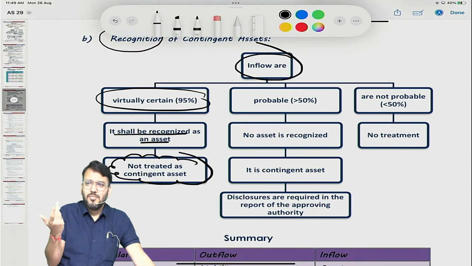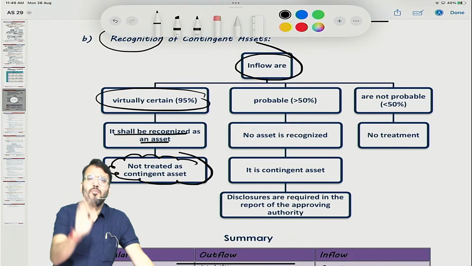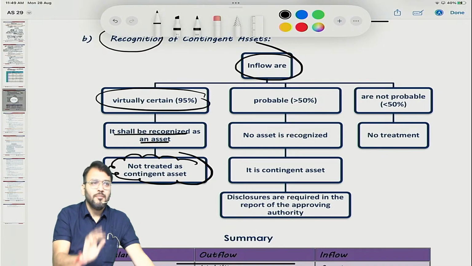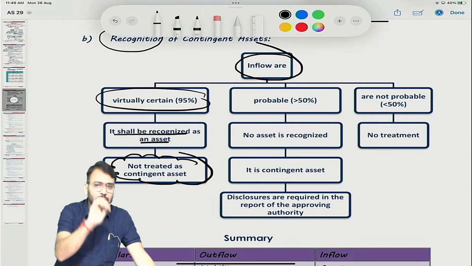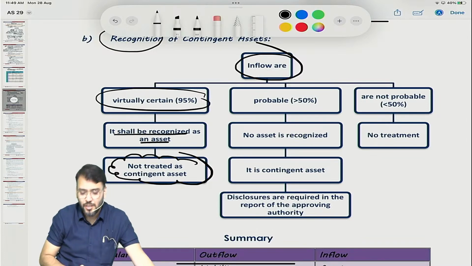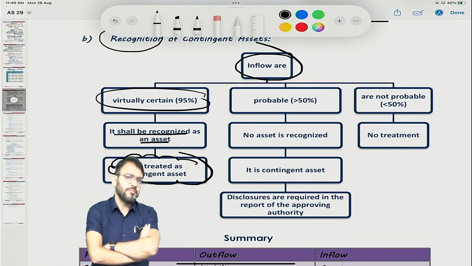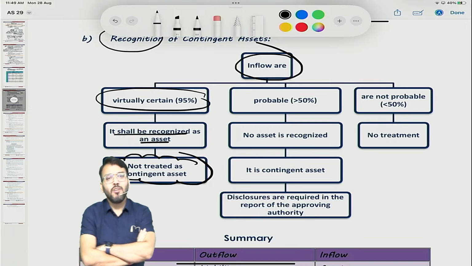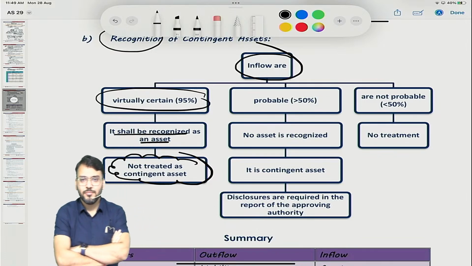Sir, it is not 100% certain, then why are you recognizing it? One doubt may come. Let us take one example. From childhood you are recognizing such type of asset. For example, you have done credit sales. What journal entry do you pass? Debtor account debit to sales.